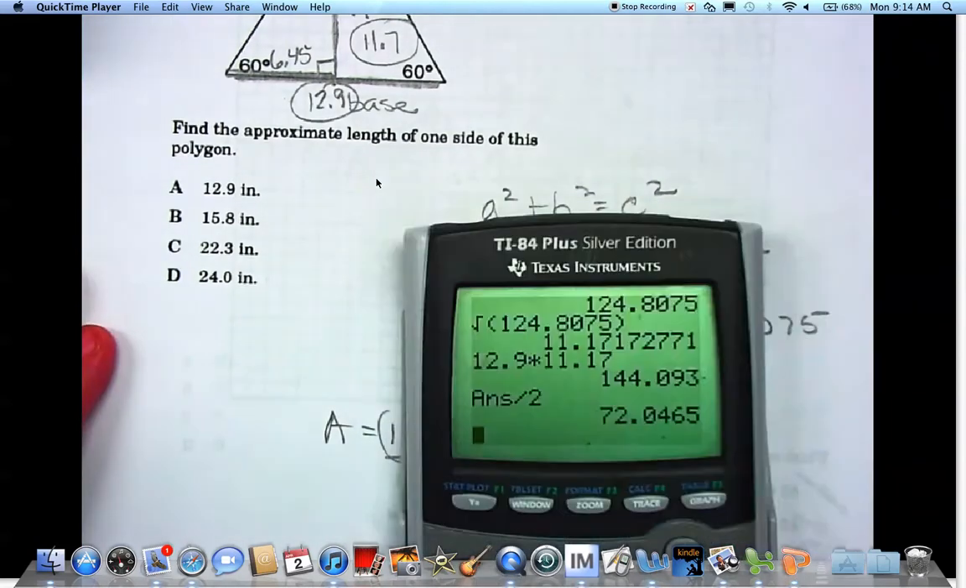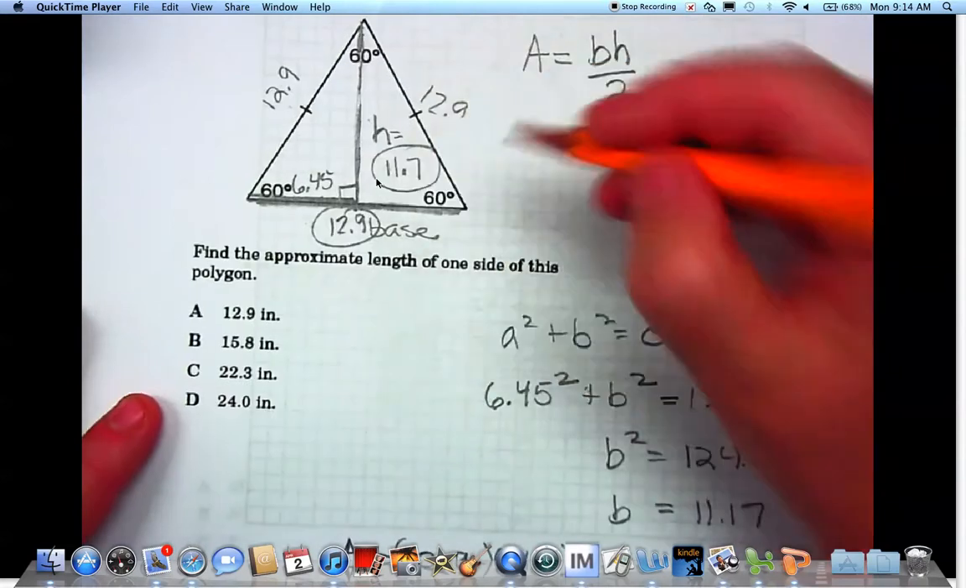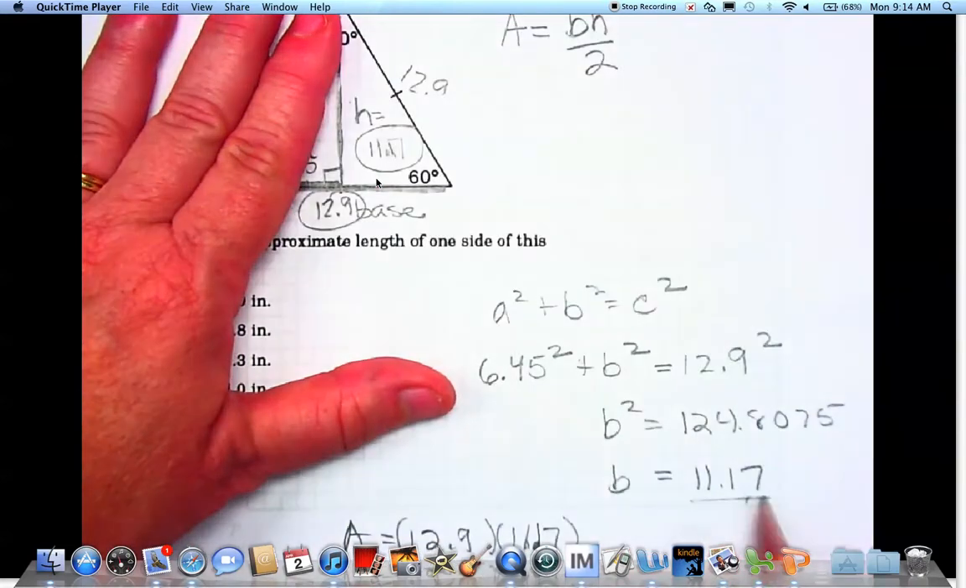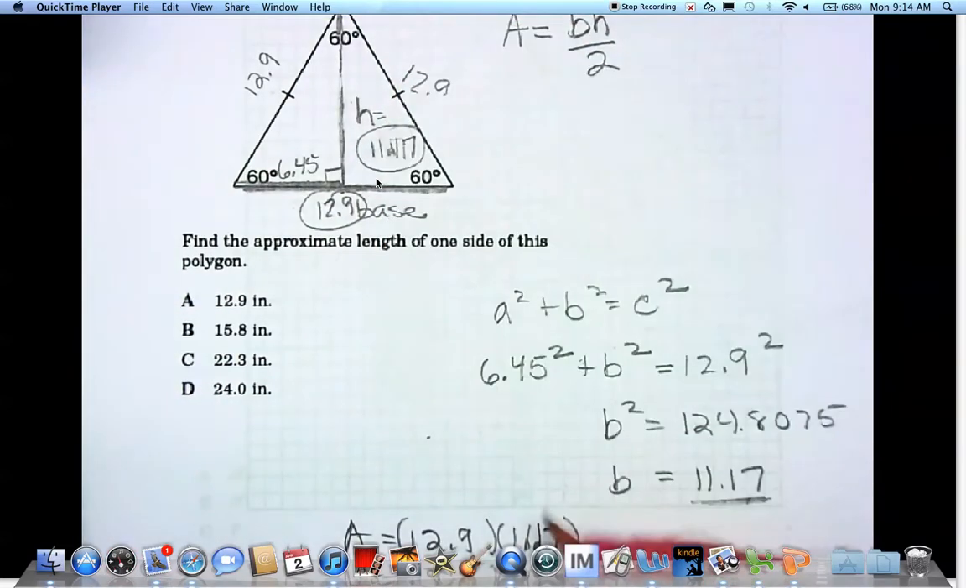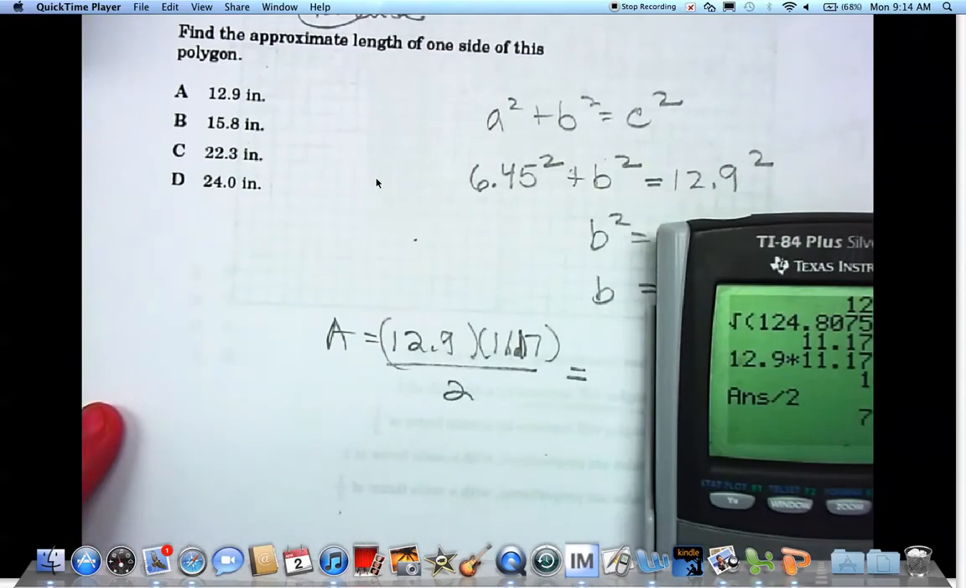How are y'all getting 75? I got 72. Because we didn't do parentheses. No, I did 12.9 times 11.7. Oh, it's not 11.7. I'm sorry, I put that up there wrong. It's 11.17. What are the odds, the first one? You do get 72.